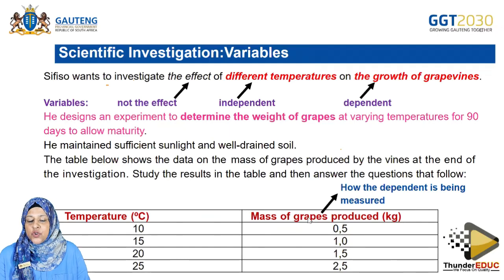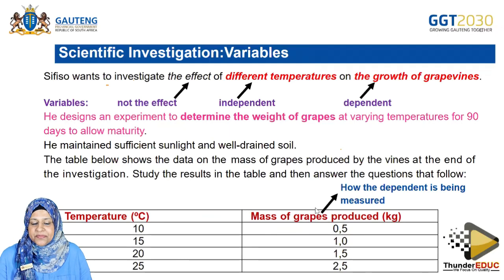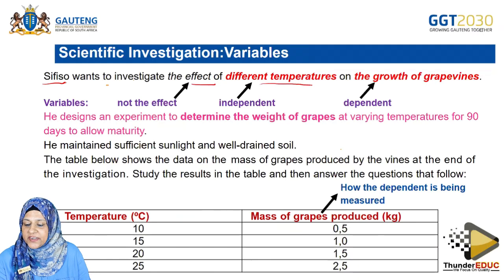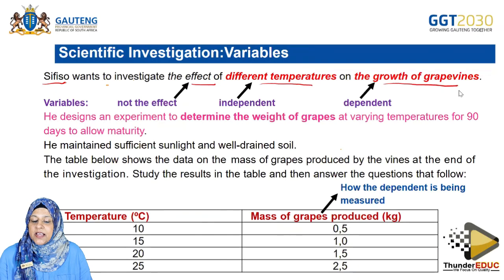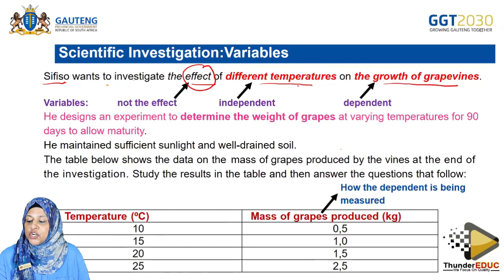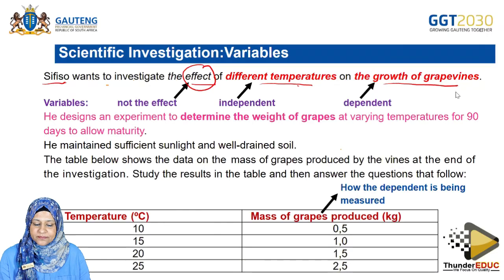Now, we want to look at the variables. So I'm doing an example. Sifiso wants to investigate the effect of different temperatures on the growth of grapevines. Remember, the effect we don't use that. So the independent variable will be different temperatures, and your dependent variable will be the growth of the grapevines, because you are manipulating the different temperatures and you are measuring the growth of the grapevines.